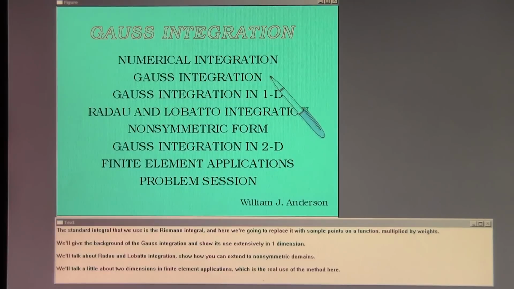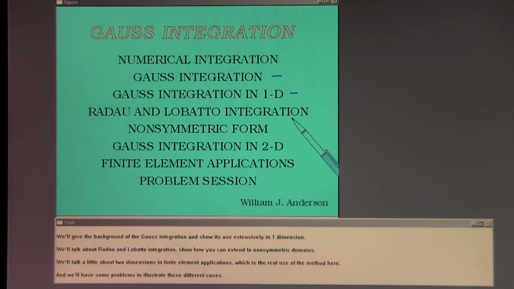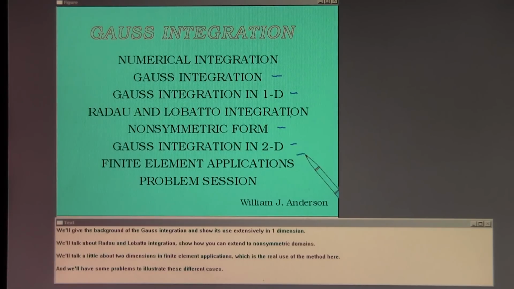We'll give the background of the Gauss integration and show its use extensively in one dimension. We'll talk about Radau and Lobatto integration, show how you can extend to non-symmetric domains. We'll talk a little about two dimensions and finite element applications, which is the real use of the method here. And we'll have some problems to illustrate these different cases.